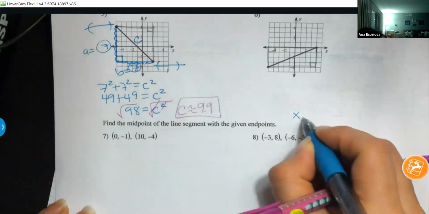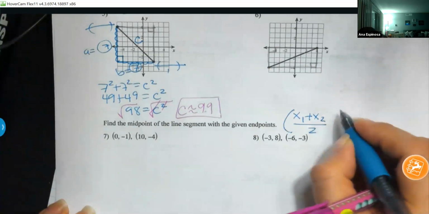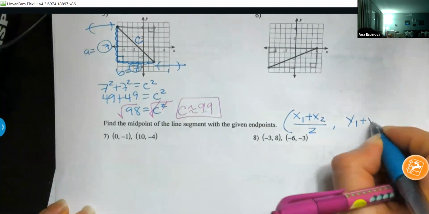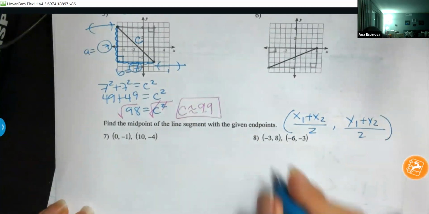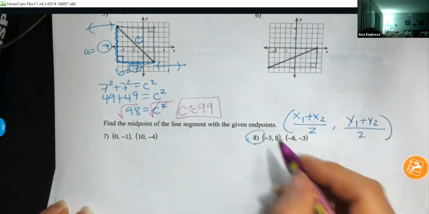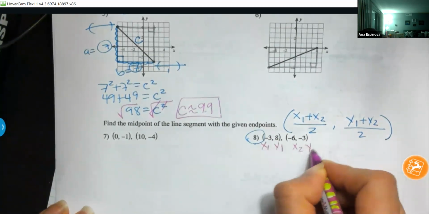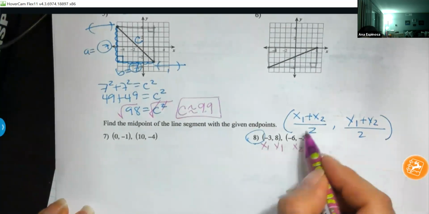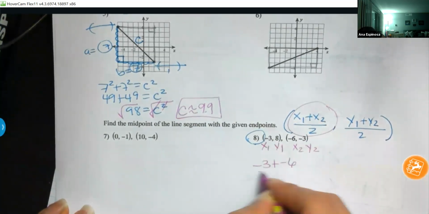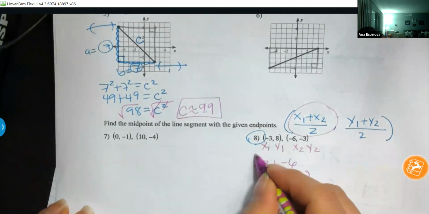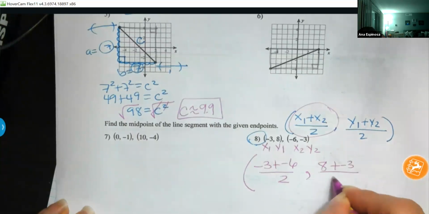In terms of the midpoint, it's basically the addition now. You're adding in this case the x's and cutting it in half, and you're adding the y's and cutting that in half. Okay, so let's do this one because it looks like it's more complicated. X1, Y1, X2, Y2. They're fairly simple. You take each of the x's, you add them, cut it in half, put a comma, and do the same thing with the y's. 8 plus -3 over 2.